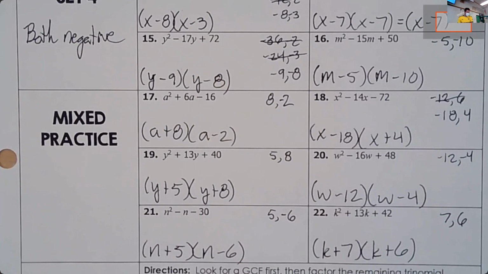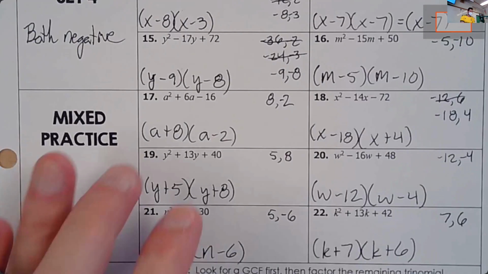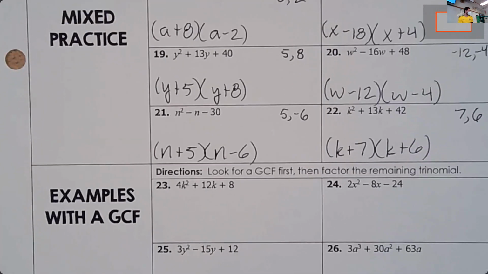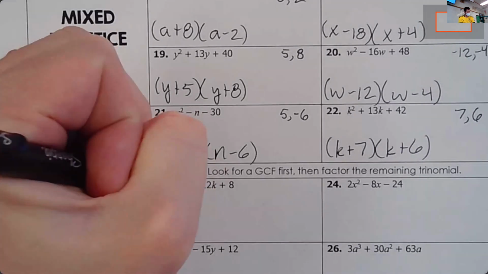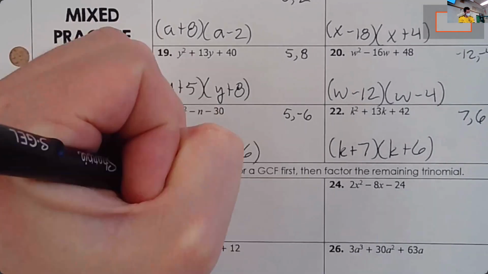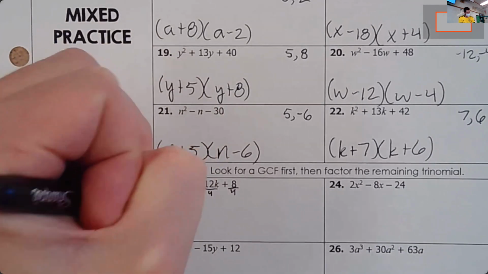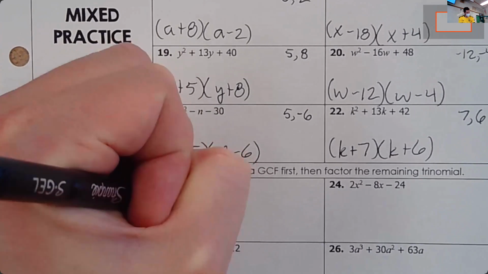Now the last 6 problems here, these ones are going to be like what we did at the end of the lesson yesterday, where we're going to factor out a GCF first, then we're going to factor the remaining trinomial. So on number 23, what would the GCF of those 3 terms be? What's the largest thing to divide out of all 3 of those? 4, yeah. Those are all divisible by 4. So we'll factor out a 4. We're going to have to write pretty small because we need to leave some room for some more work. So if we factor out a 4, that leaves us with k squared plus 3k plus 2.